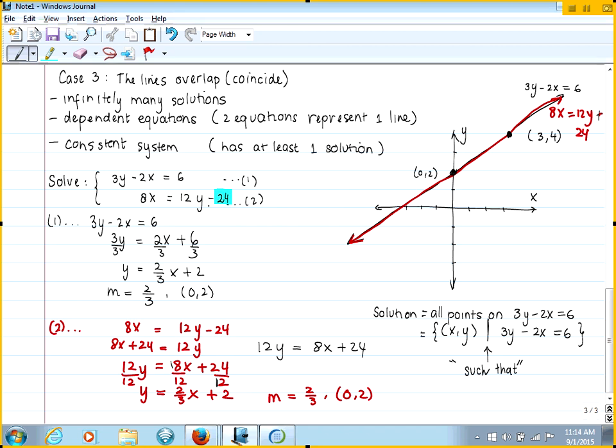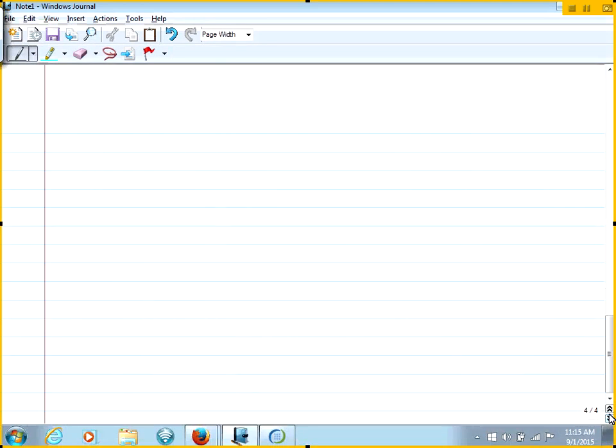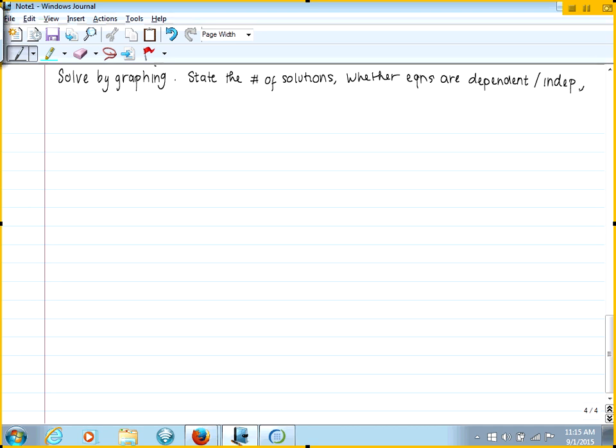Okay, so you're going to try to do a few more on your own. So I'm going to give you more. And then you have to tell me how many solutions, whether the equations are dependent or independent, consistent or inconsistent. Yeah? Okay, good. So now, let's do. So solve by graphing. And then also state the number of solutions, whether equations are dependent or independent, and also one more, whether system is consistent or inconsistent.